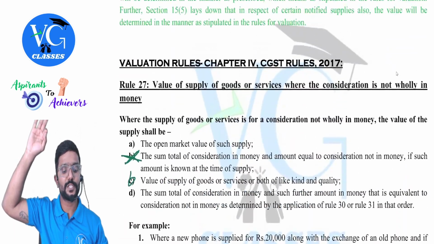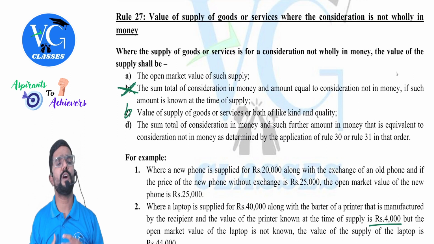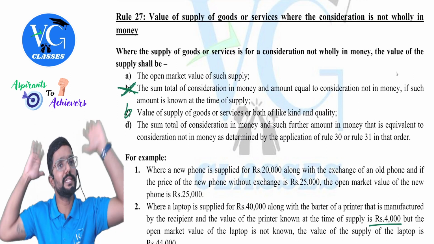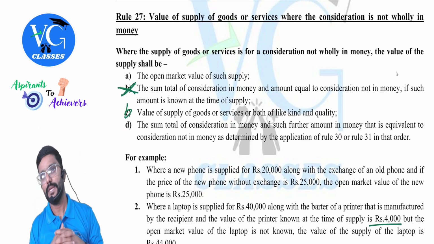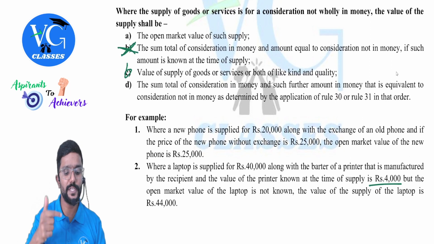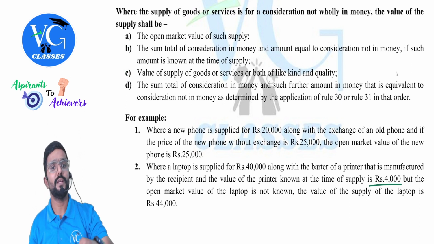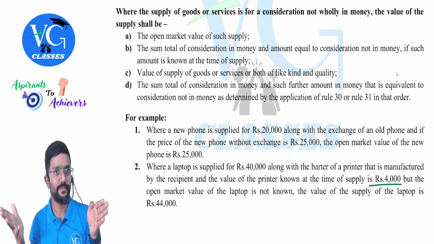Everyone be attentive. First, rule 27. When is it applicable? When the consideration is not only in money, at least partly it is in kind or fully it is in kind. In that case, we need to apply rule 27. As per rule 27, we need to follow the sequence. First option is open market value. If that is not available, then consideration in money plus consideration in kind. What is the value of that?